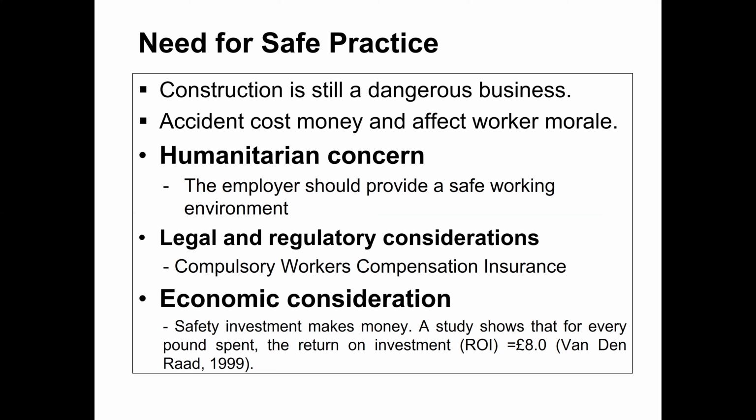Second is legal and regulatory consideration. It means they have to follow the law, the safety rules and regulations that are compulsory in that country. For example, in the USA, they have to follow the OSHA standards, Occupational Safety and Health Administration regulations. Legally, they also have to provide workers' compensation insurance. Every worker should be insured, and if somebody dies or gets injured, the worker will get compensation, and if a fatality occurs, the compensation will go to his family, to his children.